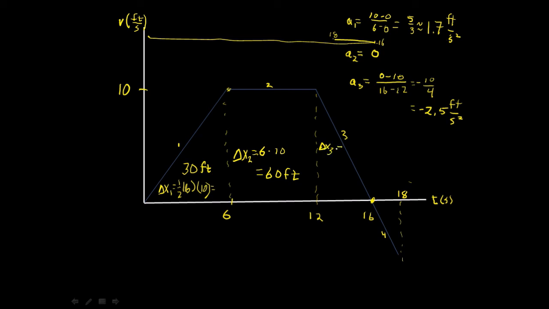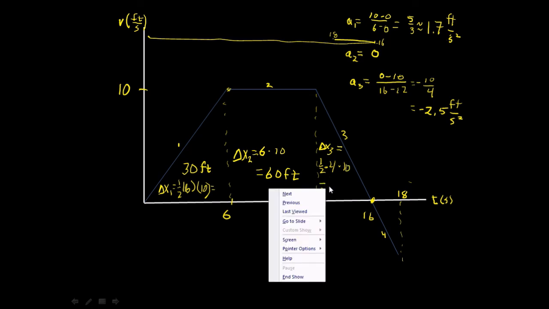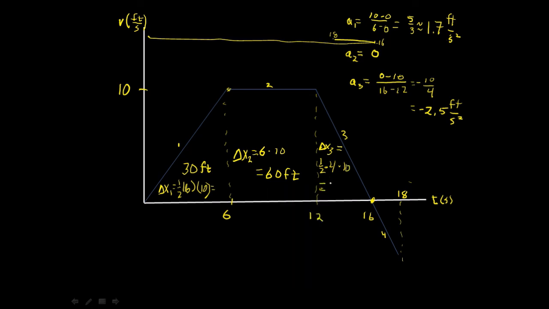Okay. Displacement 3 is right here. And that is going to be, again, 1/2 times the base, which is 4, times the height, which is 10. Half of 40, whoops, is 20 feet. Okay. But then right here, the object has stopped, that's like here, and begun to move backwards.